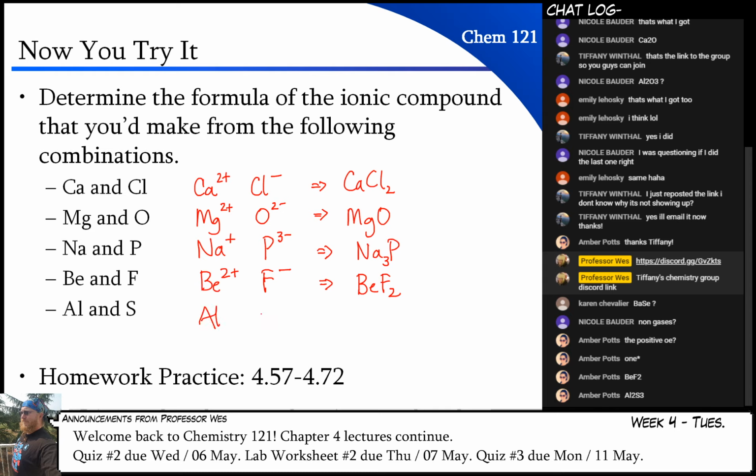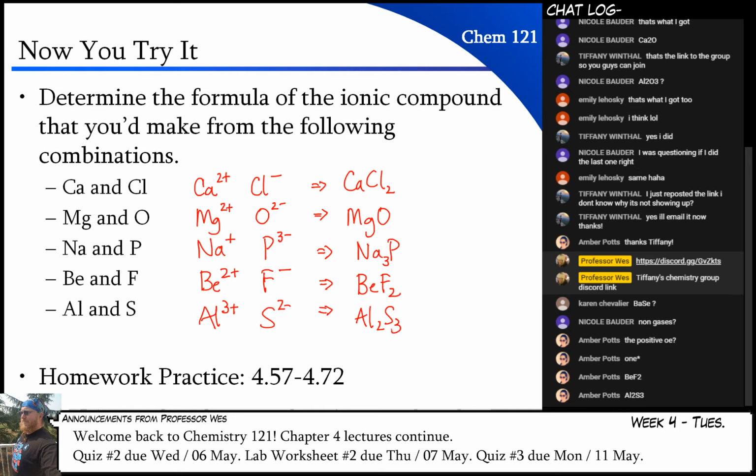And then for this last one, aluminum has 3 valence electrons. Let's ditch them all. Sulfur has 6 valence electrons. Let's give it 2 more. There's the formula.